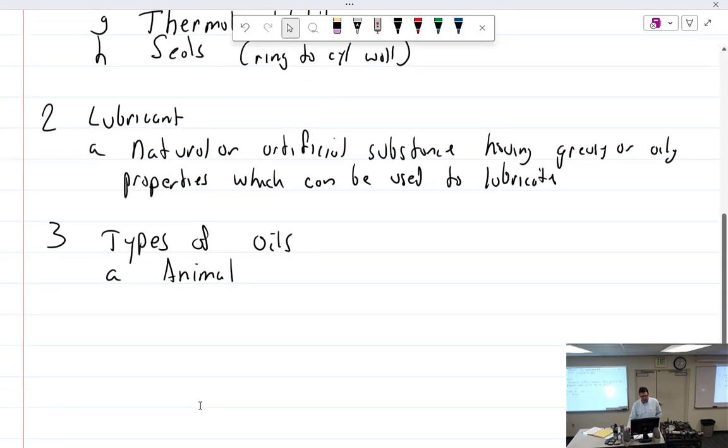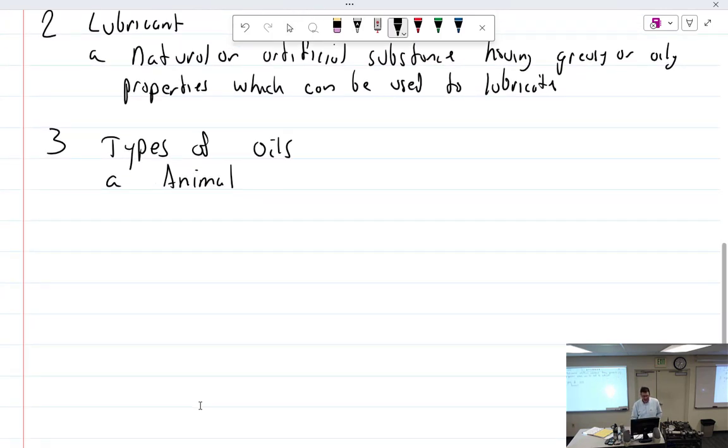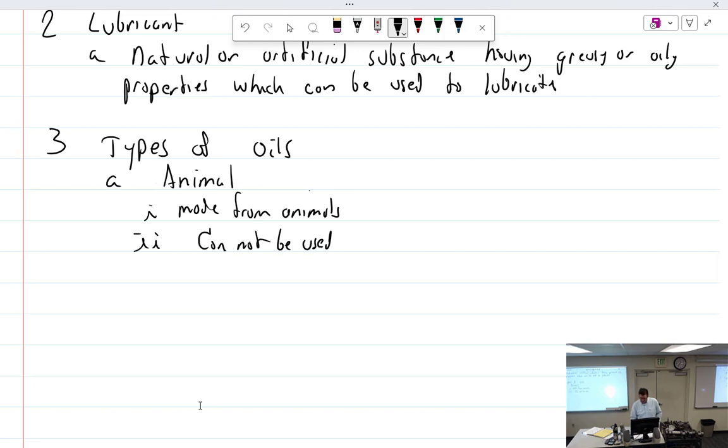So animal. We had all those different types. Imagine how efficient it would be if it was made. Animal. Well, that's made from animals. Anybody who says a baby's not an animal doesn't have any, because they're animals. Cannot be used for internal combustion engines.